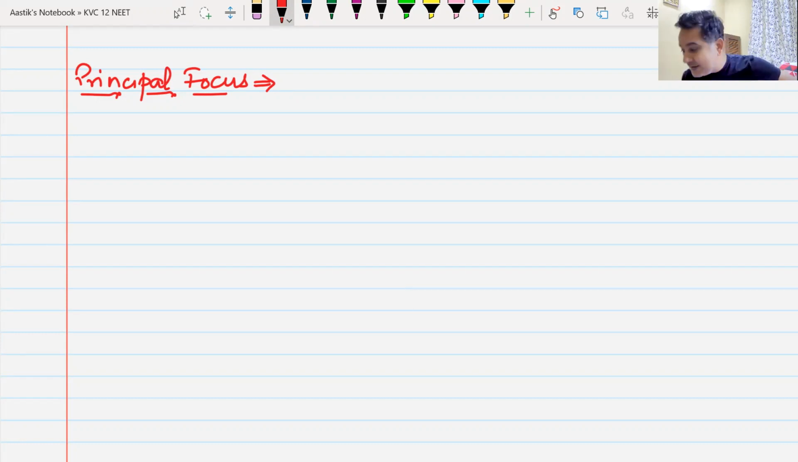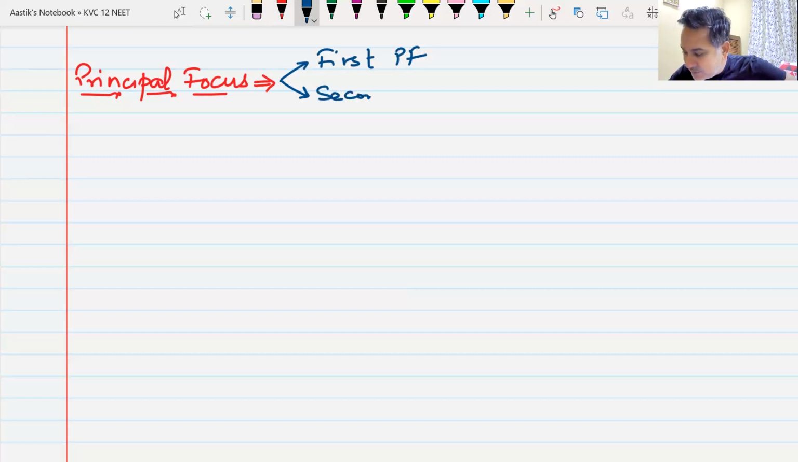If you remember that definition, the meeting point of reflected rays. Okay, you don't remember it exactly, but you remember it somehow. You have to remember it exactly. Now, whenever we talk about focus of a lens, there are two principal focus. The first one is known as the first principal focus, and the second one is known as the second principal focus.